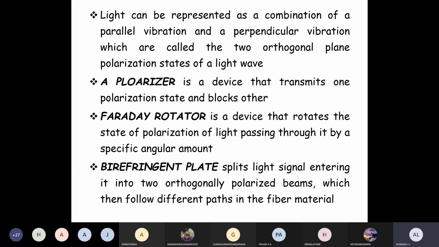Next is the birefringent plate. This birefringent plate will split the light signal entering it into two orthogonally polarized beams. That means when we talk about splitting the wave into two polarization states, there should be a device which does the splitting operation. The birefringent plate splits the light signal entering it into two orthogonally polarized beams, which then follow different paths in the fiber material.